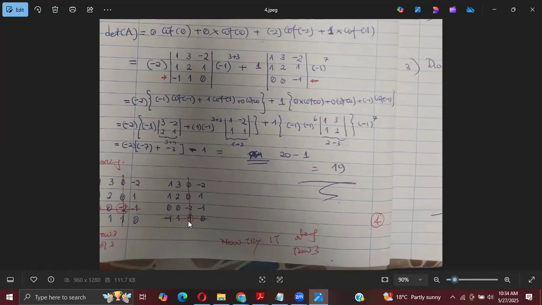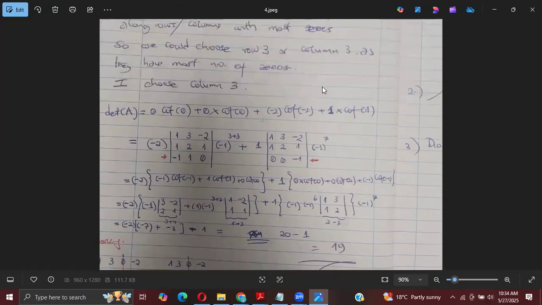So 1 is in the fourth row, third column. So what remains? You get 1, 3, minus 2. Then you get 1, 2, 1. And then you get 0, 0, minus 1. All right? So far, the determinant we are looking for is more or less simplified. So we just need now to compute the determinant of this 3 by 3 matrix and the determinant of this 3 by 3 matrix. All right? Now, computation of that is not very complicated.